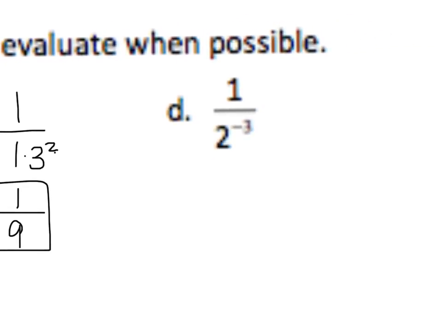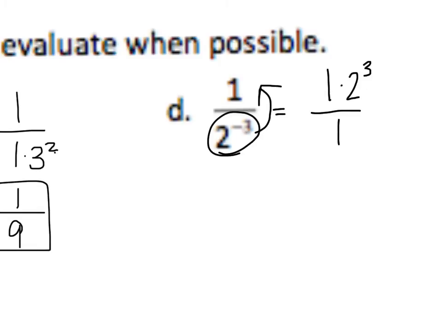Moving to D. Okay, what needs to stay, what needs to go? 1 can stay. 2 to the negative third needs to go. So it goes to the top. Exponent becomes positive. There's a 1 in the denominator still. So 2 to the third is 8 times 1 is 8 over 1. And I can write this as 8.